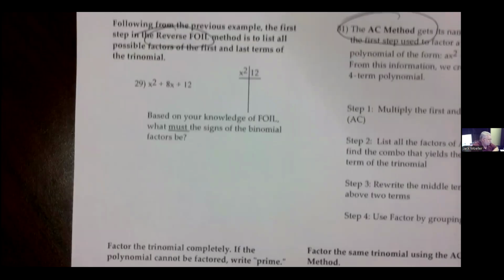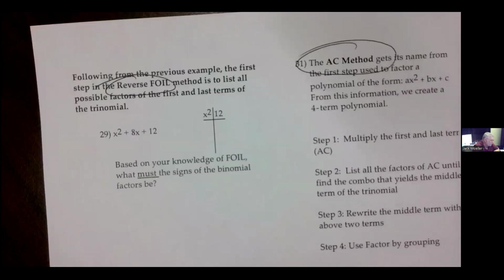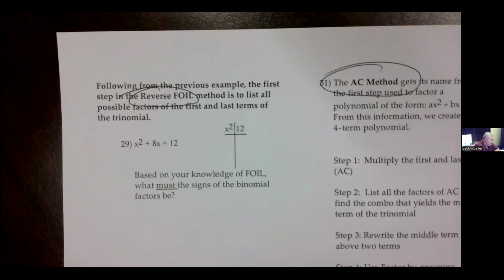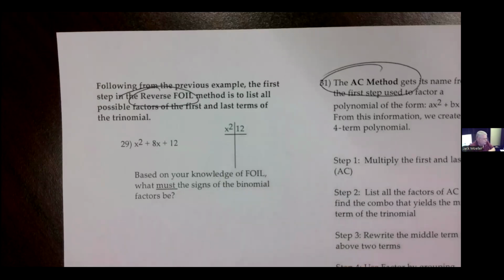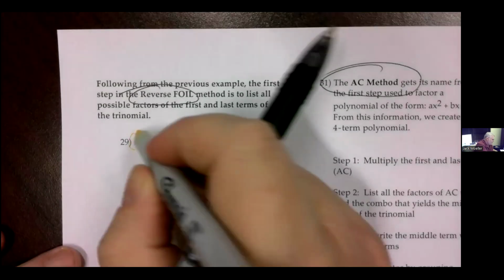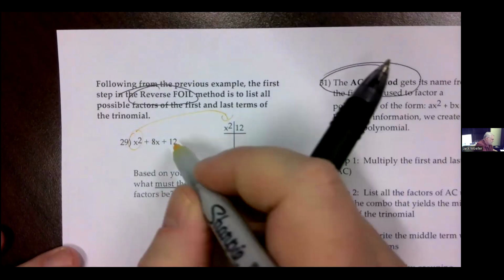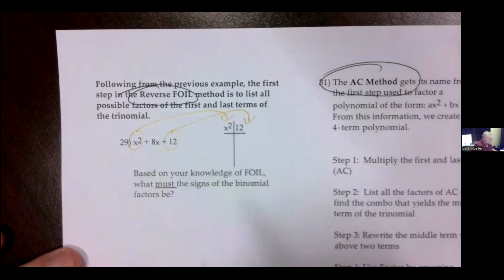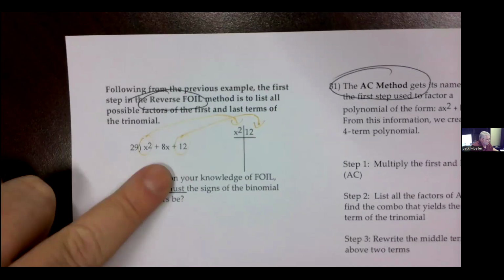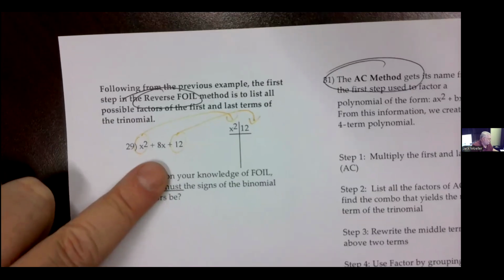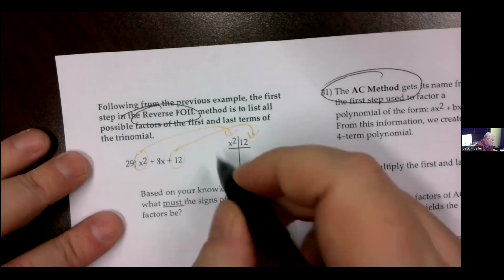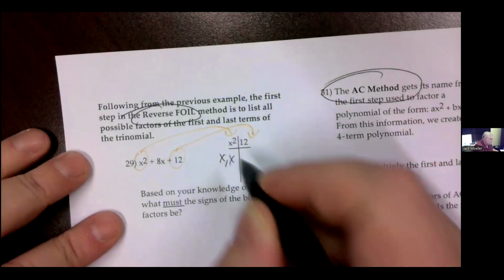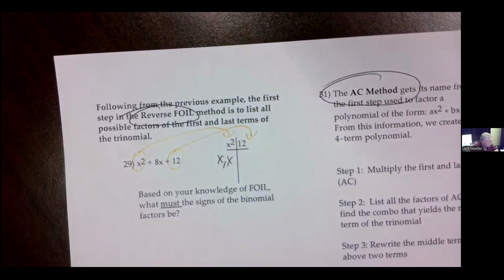So what do we do for reverse FOIL? Well, step 1 for reverse FOIL is I want to make a t-table off to the side, and I want to list all the factors of my first term and all the possible factors of my constant. We're going to worry about the middle term later. And so what are the factors of x squared? Well, the only way I can factor x squared is 1x times 1x, or just x times x. What are all the ways that I can factor 12?